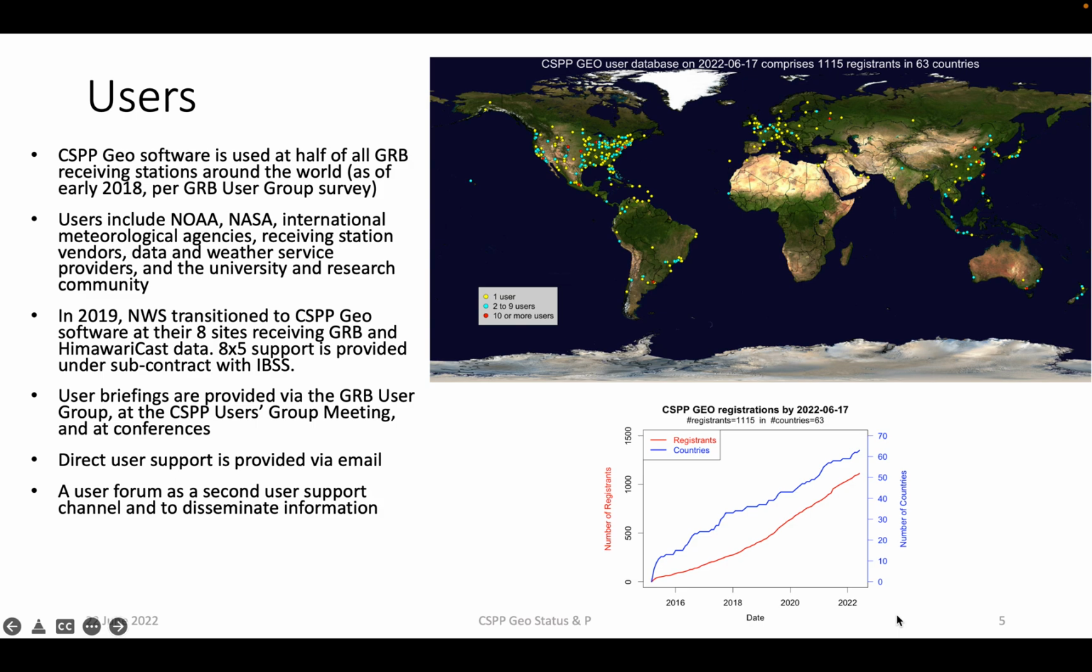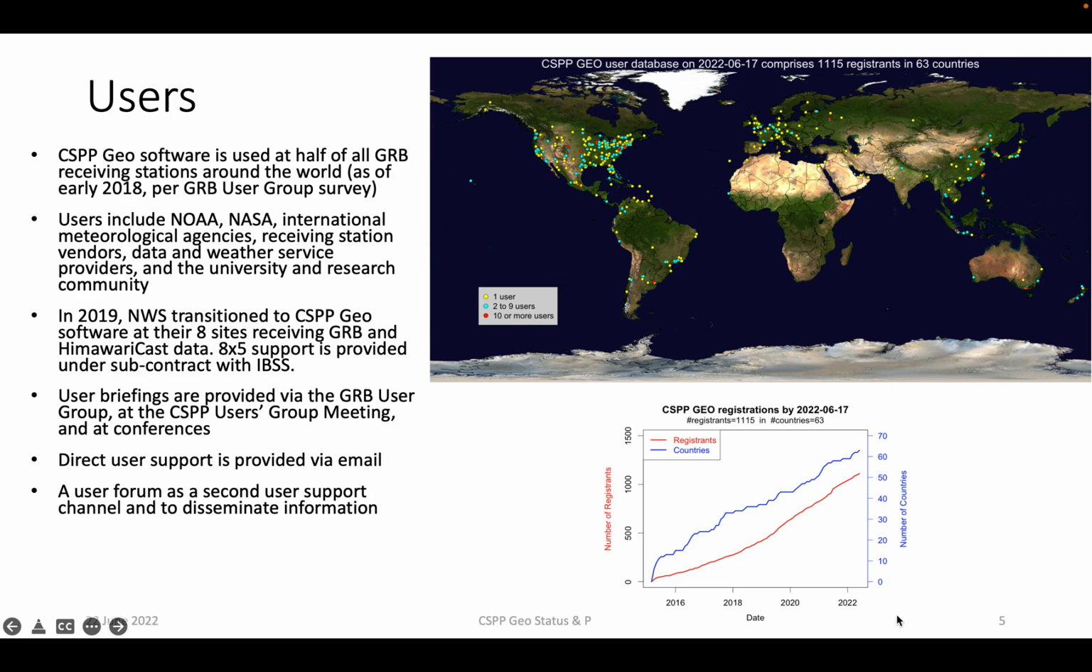CSPP Geo Software is used at half of all GRB receive stations, and probably more. This is around the world. So if you look at the map on the right, I hope you can see it, it's a little smaller. This is the same map that was on Liam's slides for Leo, and Alan showed a similar map. This was just updated by Jim Davies, and I have to thank Jim for doing that. I just mentioned that the map I had was a little out of date, and the next day he turned around this new map.